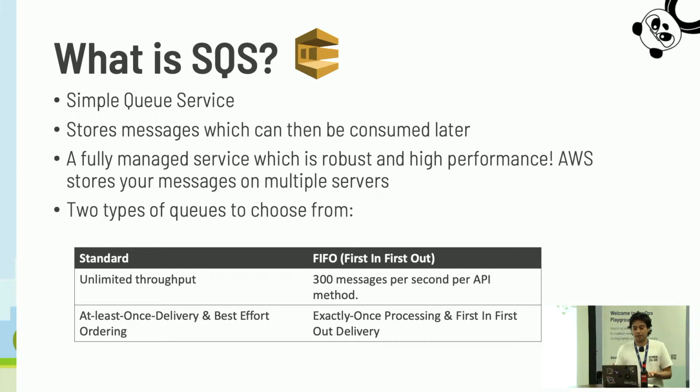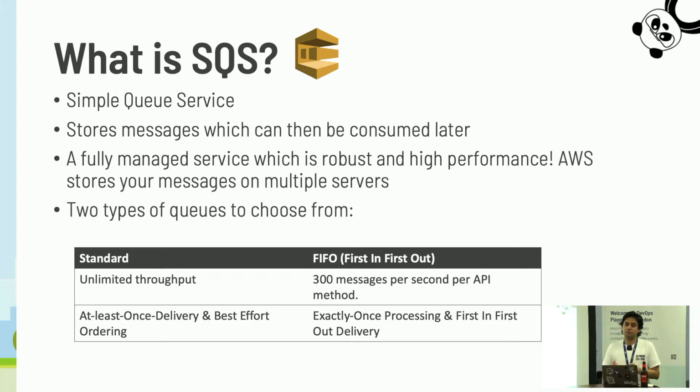It guarantees that. But then you're not getting unlimited throughput. So maybe applications that don't really rely on super high traffic, you can choose this. So you get 300 messages per second per API call. So that's still pretty high.